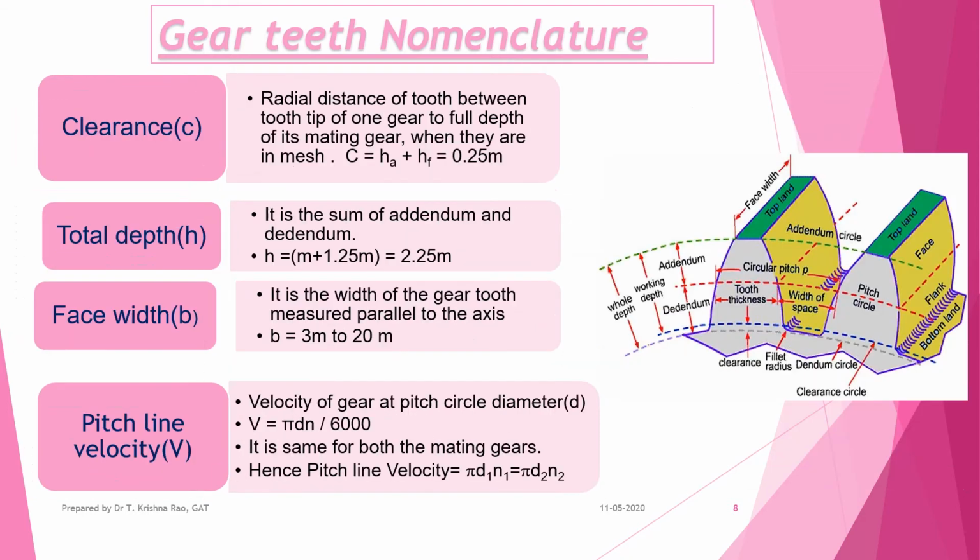Then clearance. Any gear will have clearance because the addendum should not dig onto the dedendum of the mating gear. The distance from the addendum of one gear to the dedendum of the mating gear is called the clearance. A small value is left here, which is the clearance. It is the distance from the addendum of a gear to the dedendum of the other gear. Tooth depth, as I told you, is the total height of the tooth.